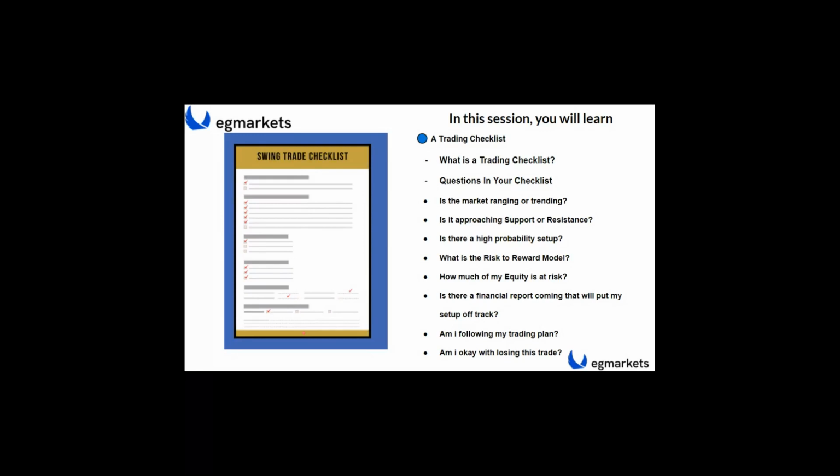You don't need to be aggressive, okay? You need to be patient with price. Now, once you've deduced that, you want to ask yourself the next question. What is the risk to reward model?